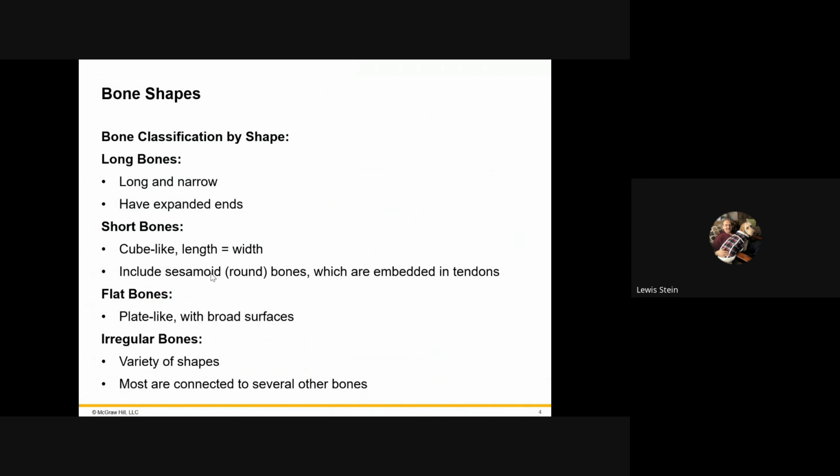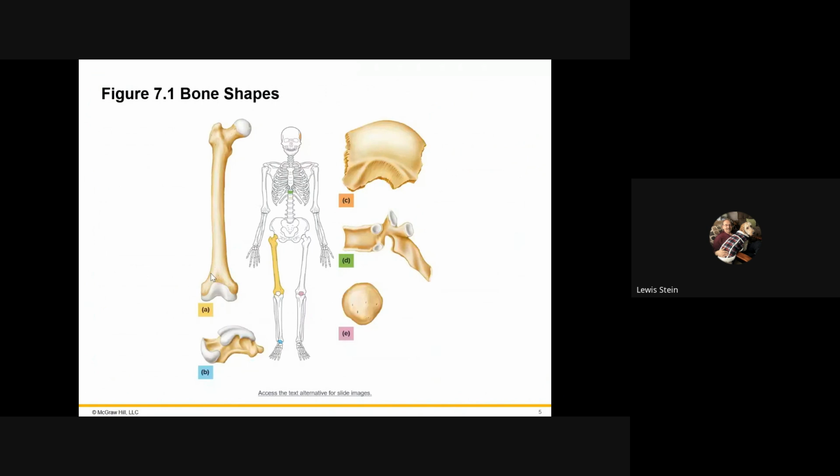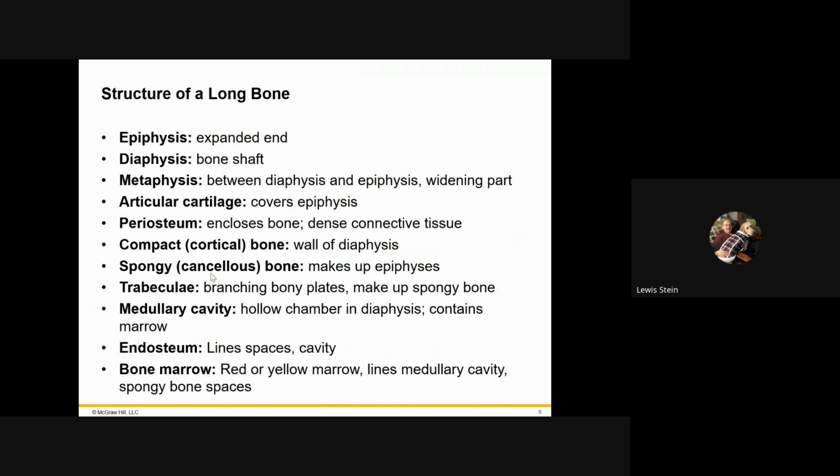And irregular bones are just that. Their uniqueness is that there's no other bones that are like it, and the vertebrae are always like that. So those are the classic examples they can show you. I'm sure you saw that before in lab. Kind of neat.